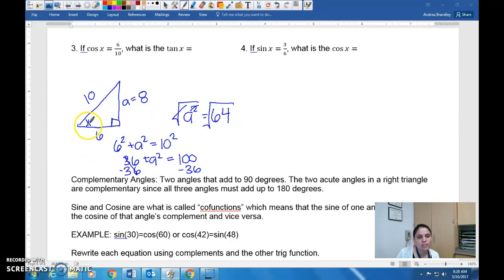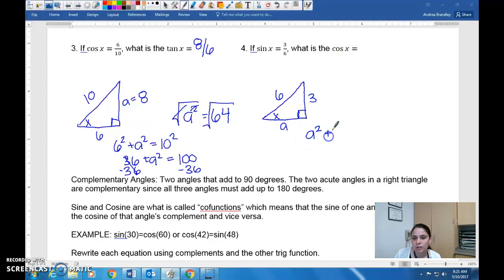So then the tangent of x is opposite over adjacent. So the opposite is 8, adjacent is 6. And then my last example starts with sine. So I have my triangle and my x. Sine is opposite, so my opposite is 3, over hypotenuse, which is 6. So now I'm looking for the adjacent side so that I can find my cosine.